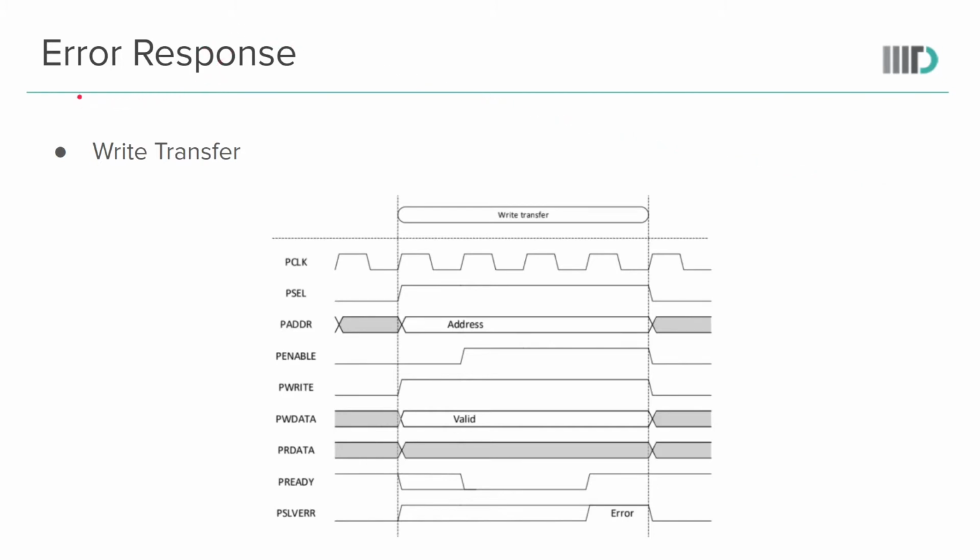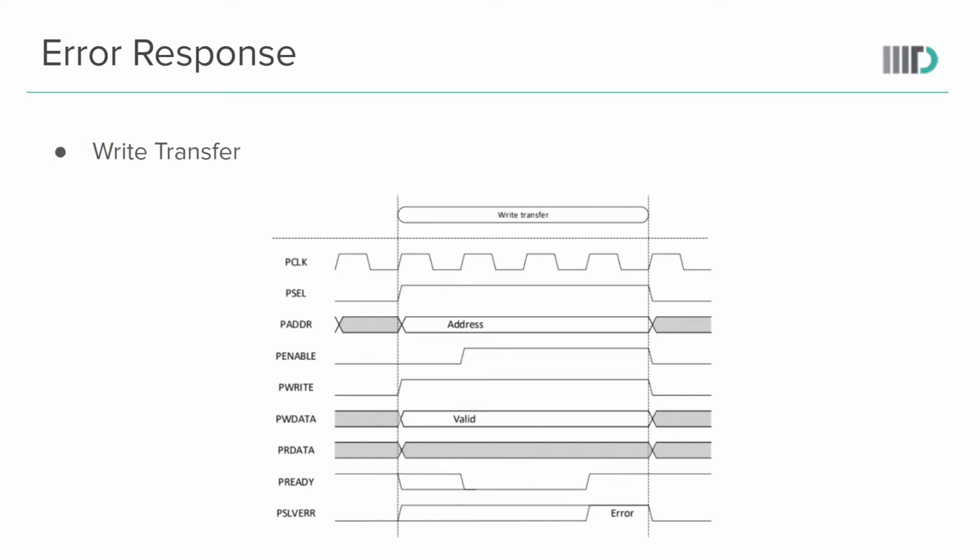So now we will move on to a response error. So this is for a write transfer. What happens in the situation where we run into an error? When an error response is generated, the read data from the slave might not contain any useful information and could be discarded. The value of PSLVERR, which stands for peripheral slave error, is only valid when the P ready signal is valid and not in the first cycle of the transfer.